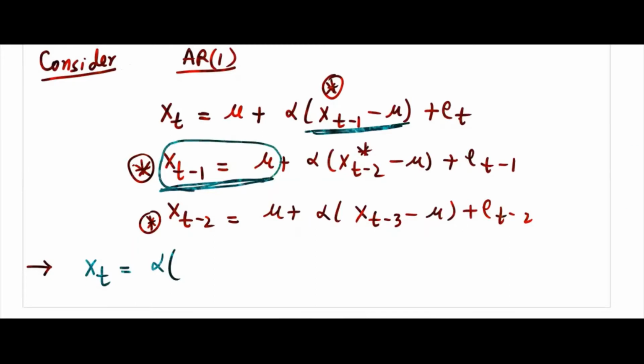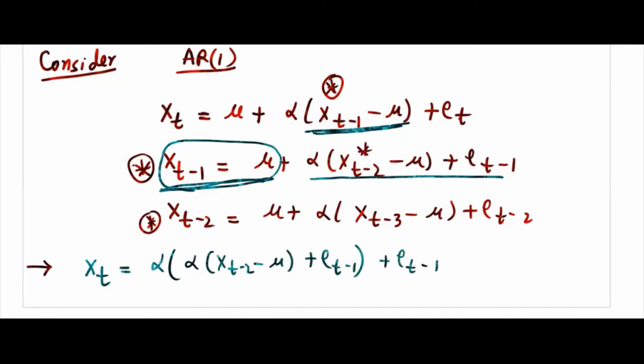Okay, you can write this term: alpha multiplied by this one, you will get alpha x_{t-2} minus mu plus e_{t-1}. Plus e_t is there. Now you replace this, that is, here x_{t-2} minus mu, by this one in the next step. So here in the first step, x_t will be mu plus alpha squared x_{t-2} minus mu plus alpha e_{t-1}.